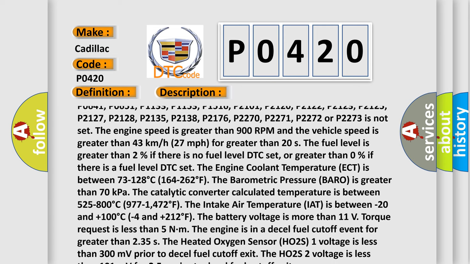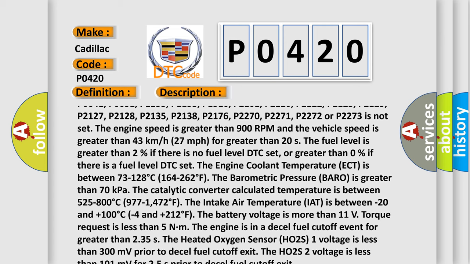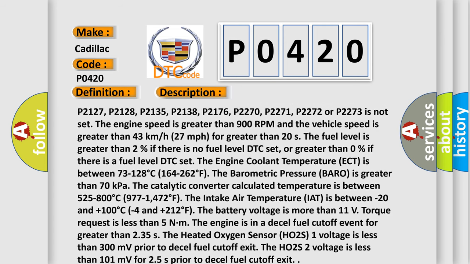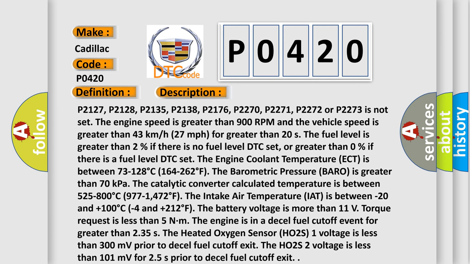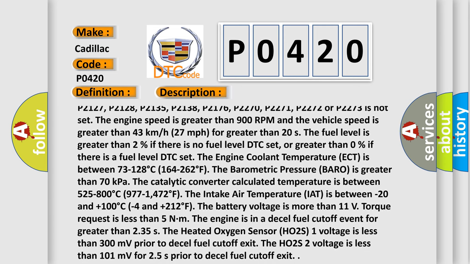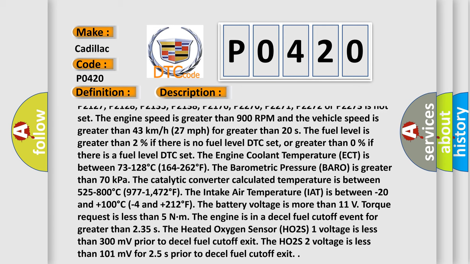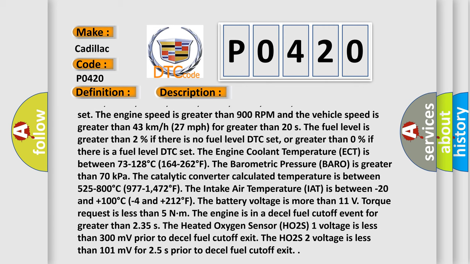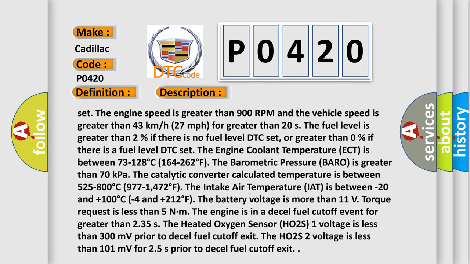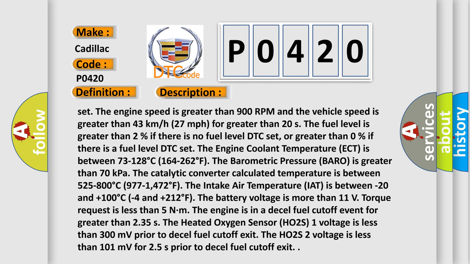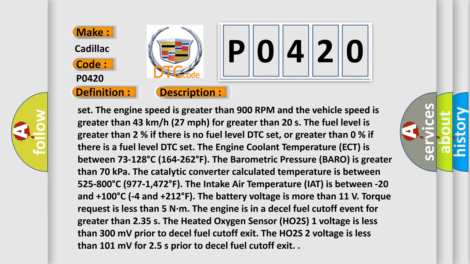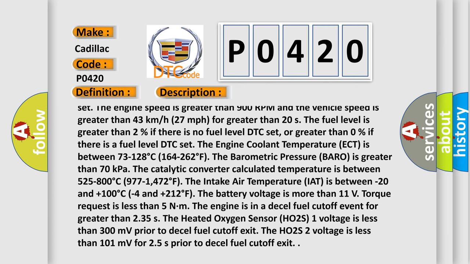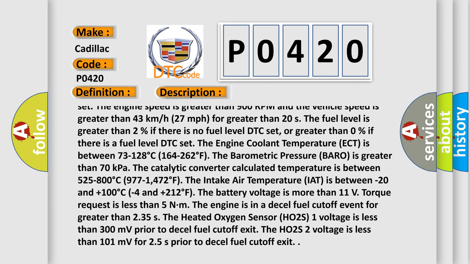The engine speed is greater than 900 rpm and the vehicle speed is greater than 43 km per hour, 27 miles per hour, for greater than 20 s. The fuel level is greater than 2% if there is no fuel level DTC set, or greater than 0% if there is a fuel level DTC set. The engine coolant temperature ECT is between 73 to 128 degrees Celsius, 164 to 262 degrees Fahrenheit. The barometric pressure BARO is greater than 70 kilopascals.